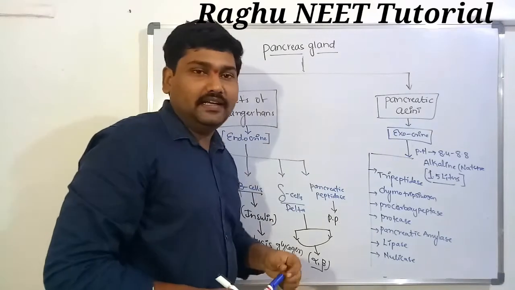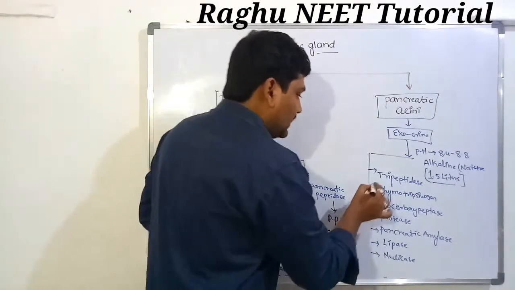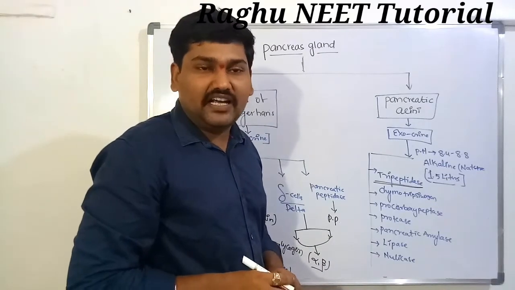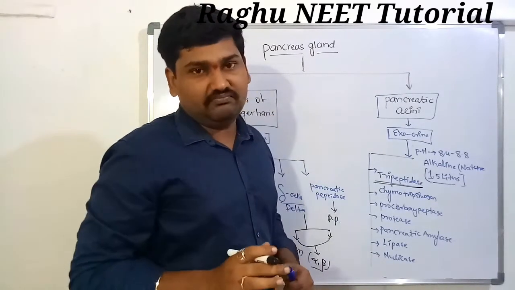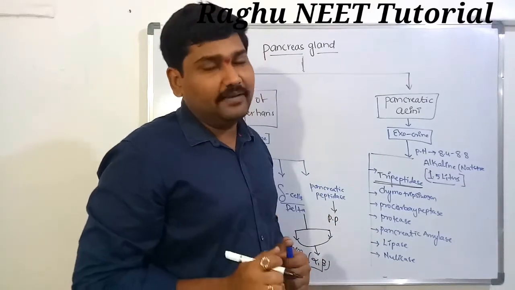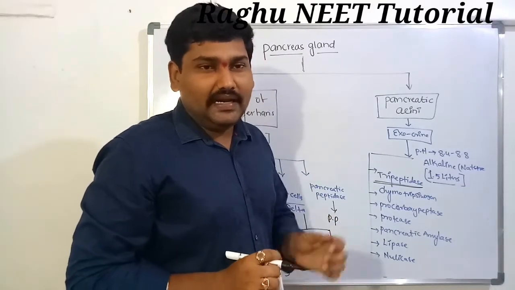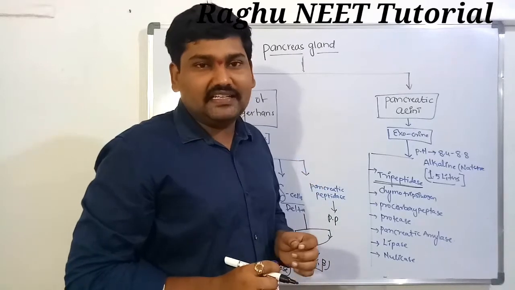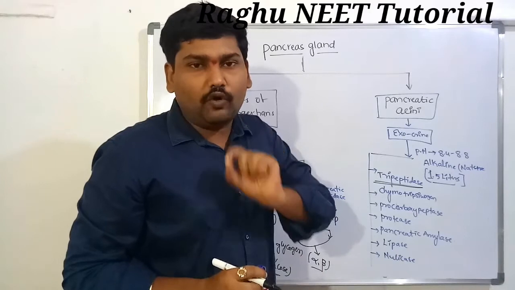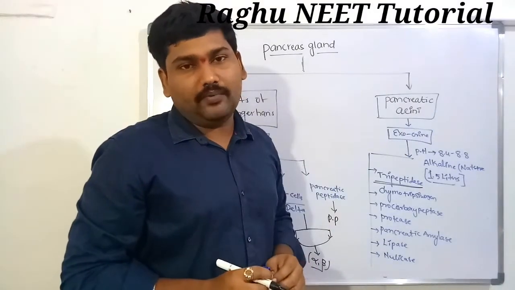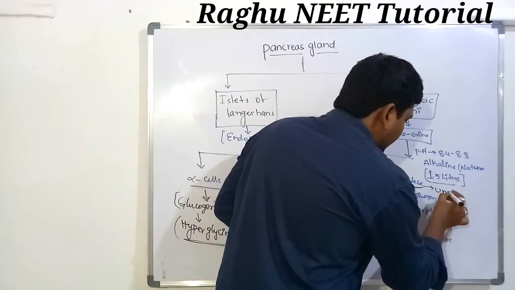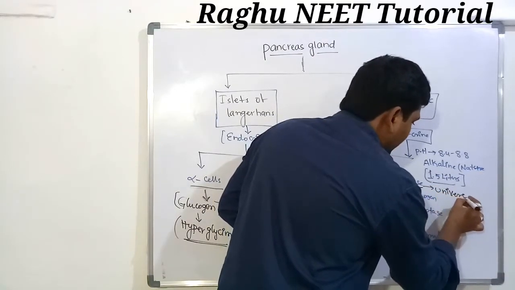Next one, pancreatic acini. First one, the trypsinogen. The trypsinogen is commonly known as the universal enzyme. Why? Because it is present in all individuals, from the protozoa to highly developed individuals. These are called universal. Very, very important information. Universal enzyme.